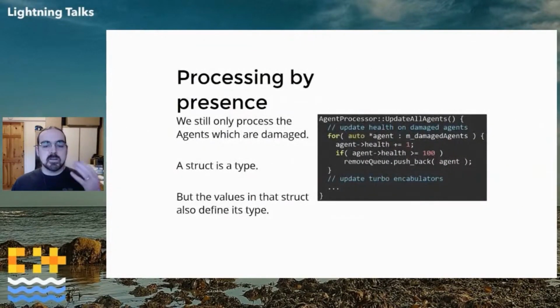But then you process by the existence in that set. You don't process all of the agents. You only process the ones that are in the list. The struct is a type. But the value of health is also part of that description of that type.